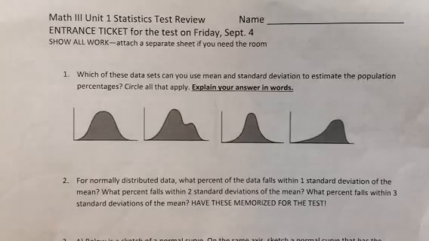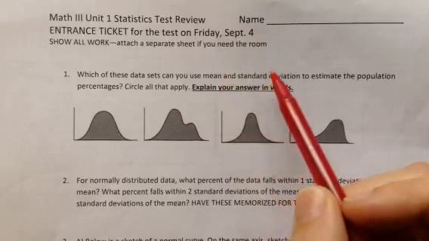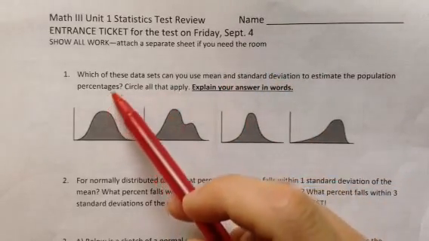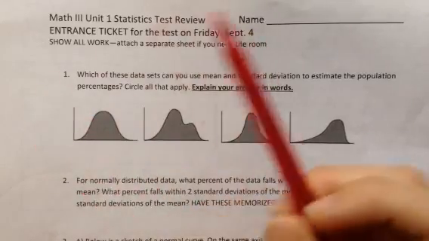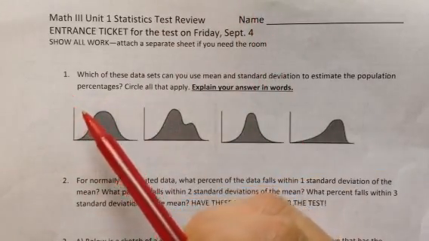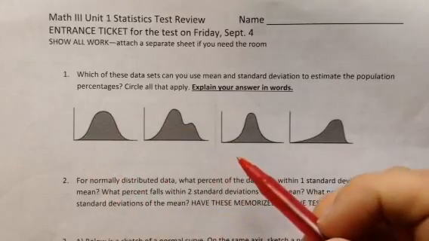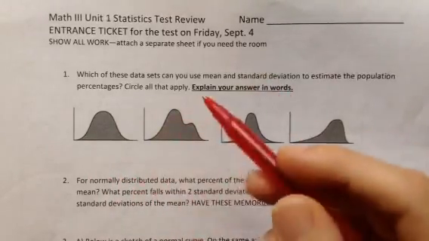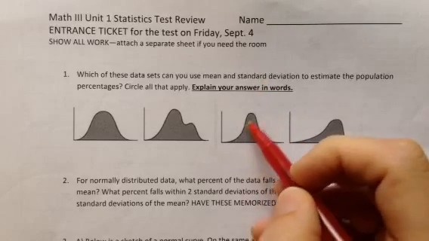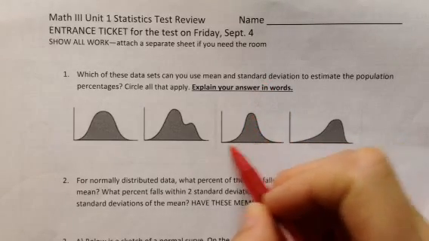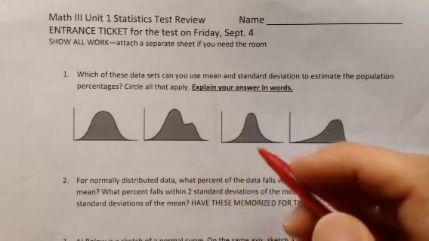The first problem asks us, which of these data sets can you use mean and standard deviation to estimate the population percentages? So what this is really asking you is which one of these is normal, because it's the normal curves that you have been learning about how to use the mean and standard deviation for, right? The mean in the middle, standard deviation on either side. That's only true for all the things we've been learning for normal curves.